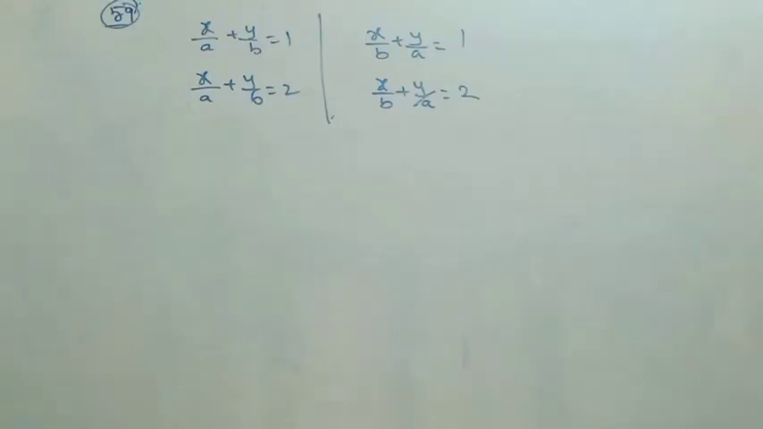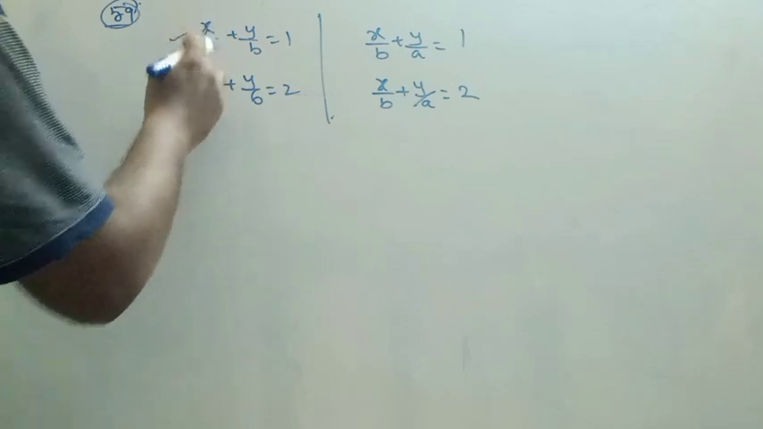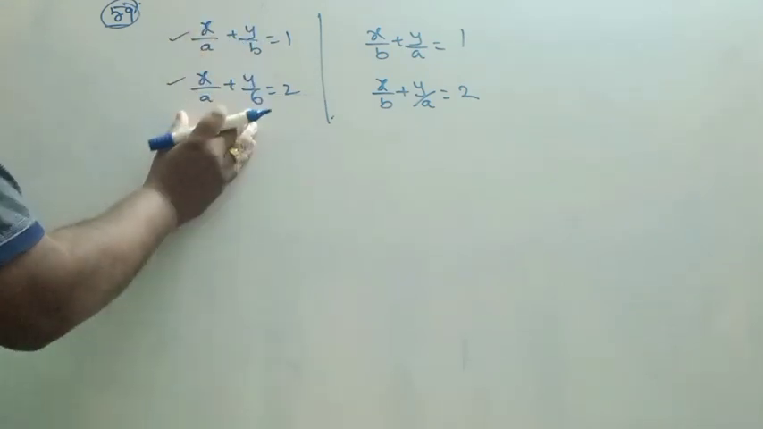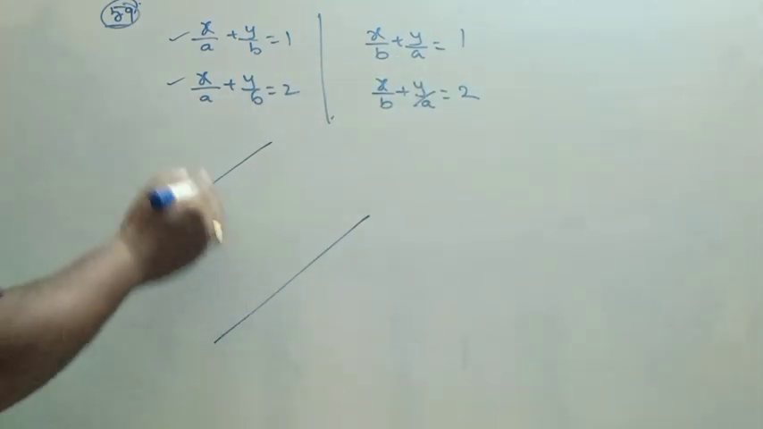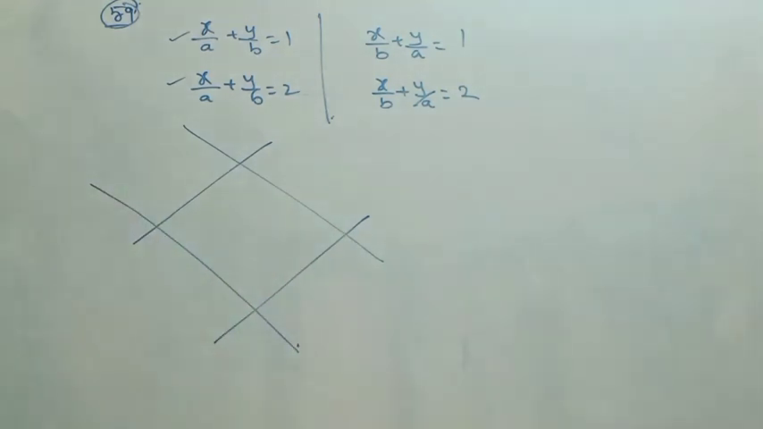This 59th question: the angle between the diagonals of a quadrilateral formed by the lines. They have given totally 4 lines. These two are parallel lines because their x coefficients and y coefficients are equal. These are another set of parallel lines. Something like this, and another set of parallel lines like this. This is the figure you are getting out of this.